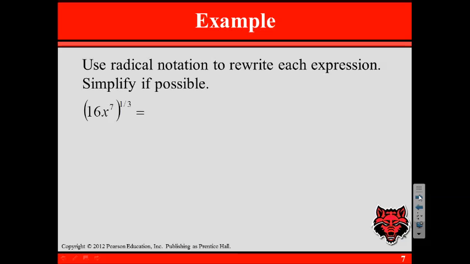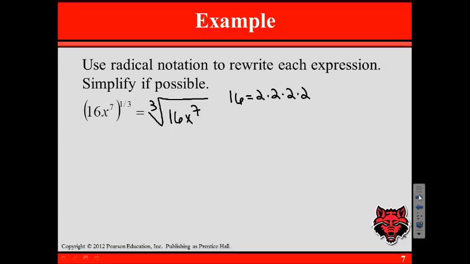Let's try another example. We want to use radical notation to rewrite each expression and simplify if possible. Here we have 16x to the 7th, all raised to the 1/3 power. So we can rewrite this as the cube root of 16x to the 7th. Just like in the previous examples, let's write our prime factorizations and do our long division for our variables. So 16 is 2 times 8, which is 2 times 4, which is 2 times 2.